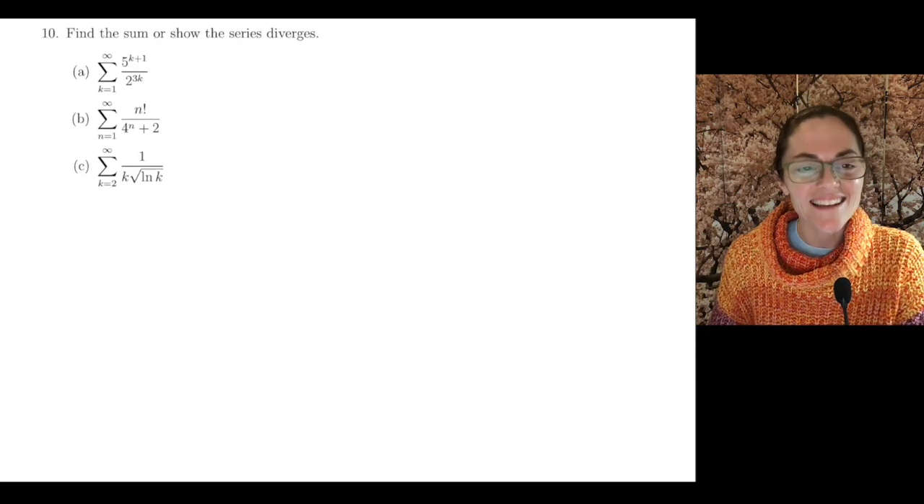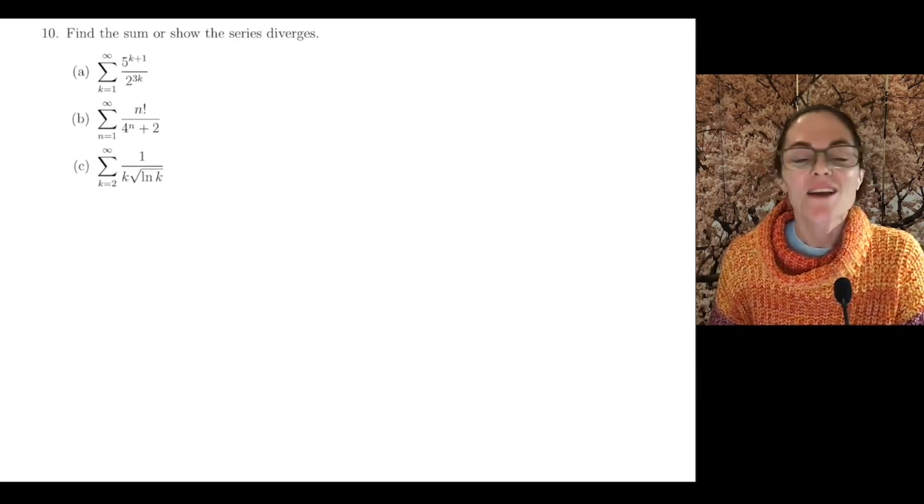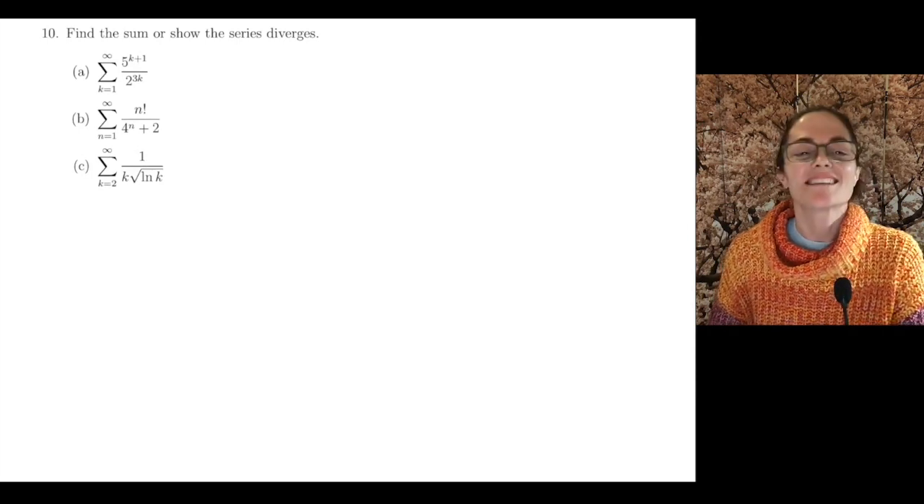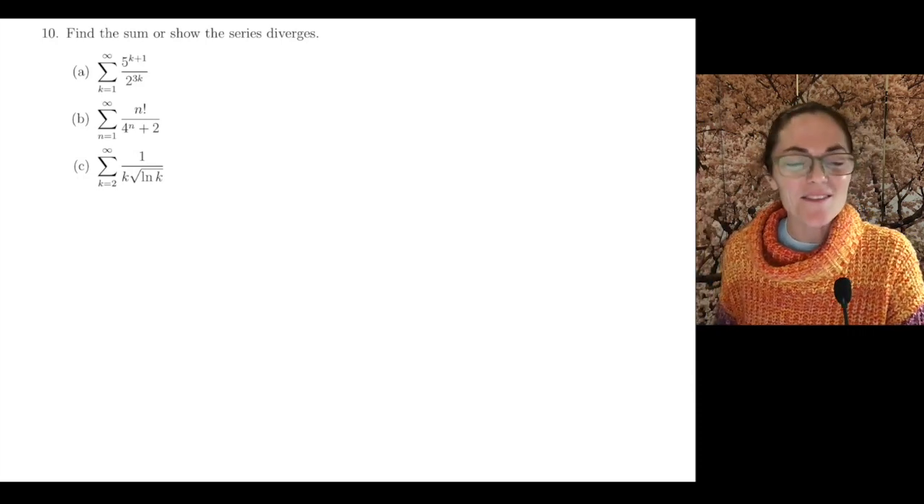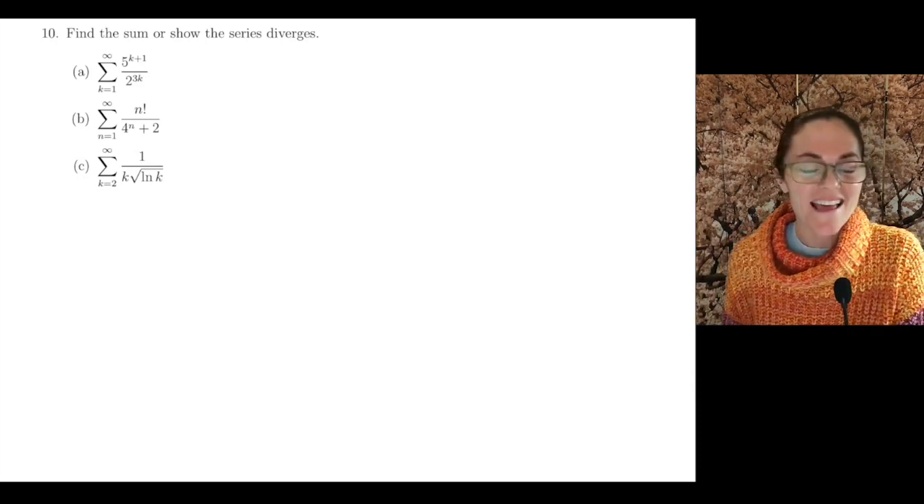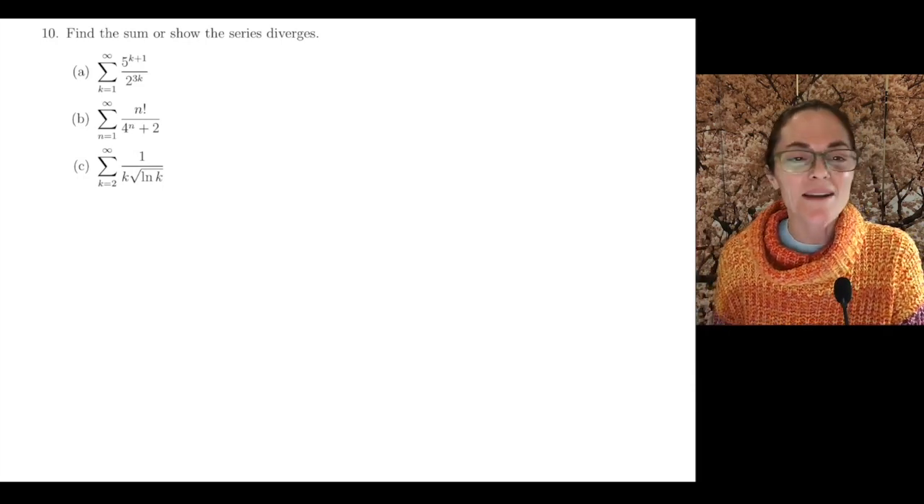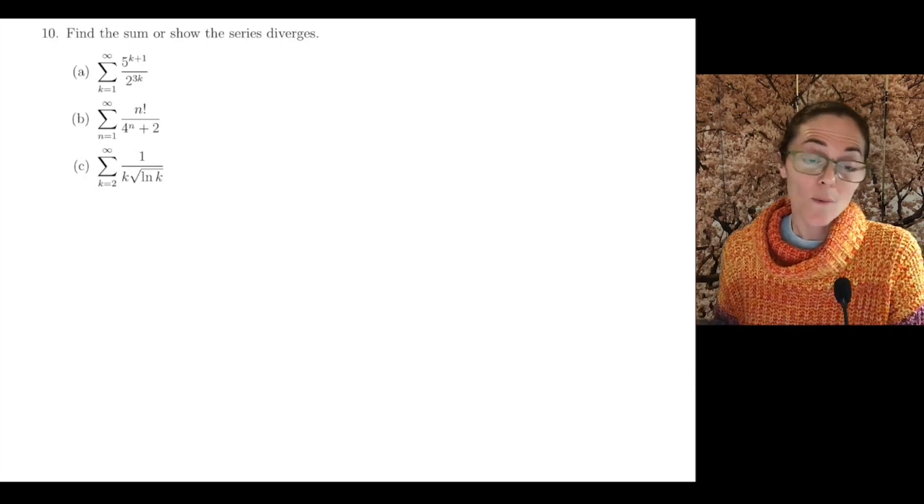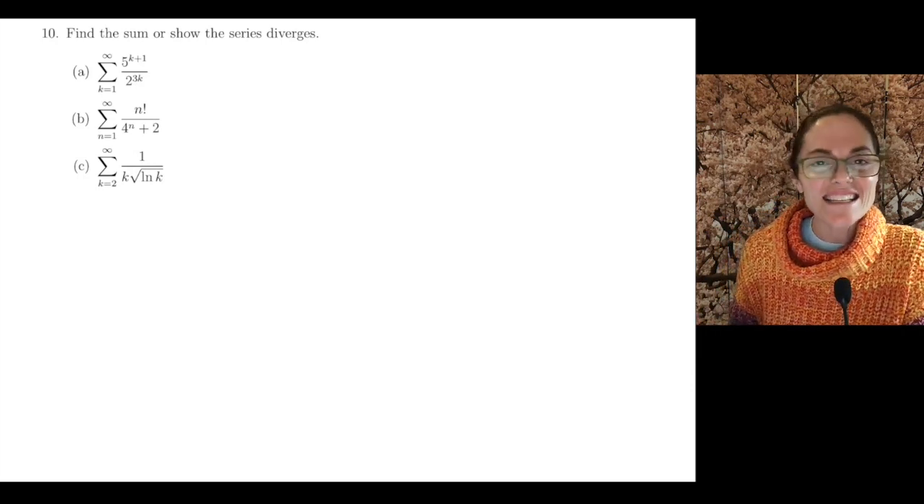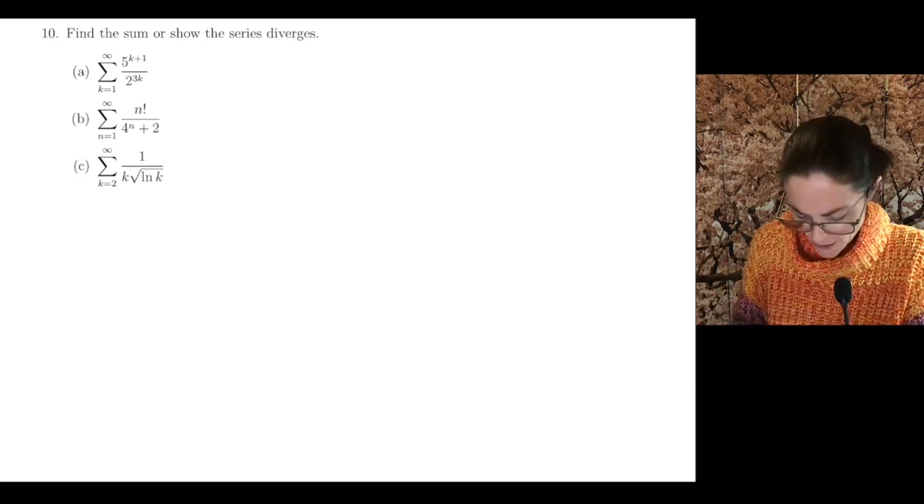Here is number 10. We want to find the sum or show the series diverges. And this is more in the spirit of what we're doing in the beginning of the review, but I added this one at the end to practice a few things that we hadn't practiced in the other ones. So the first one, I'll just say we will find the sum. This series is geometric. We can tell by looking at it.